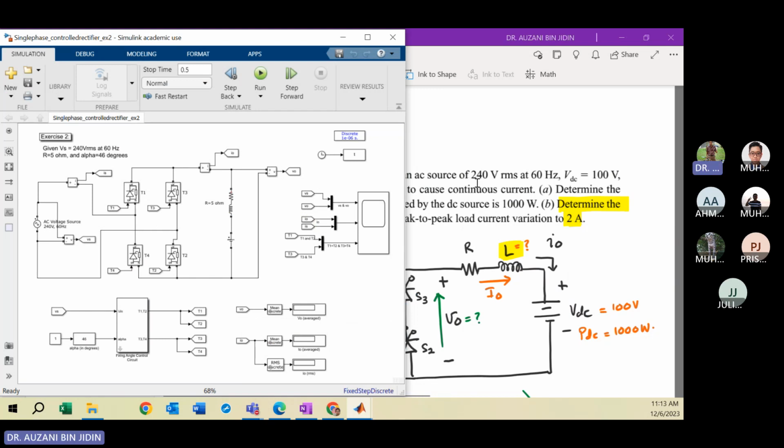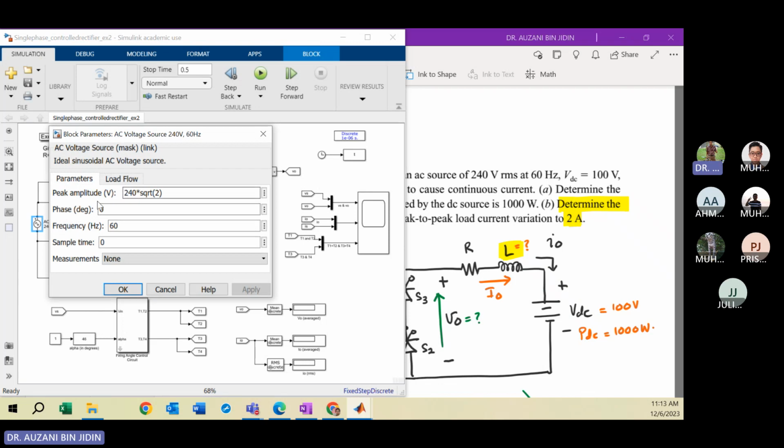The source is 240 volts, 60 Hz, and the DC voltage is 100 volt. Because this parameter box requires the information in peak amplitude, you have to multiply the RMS voltage by square root of 2 in order to get the VM. Frequency is 60 Hz based on the question.